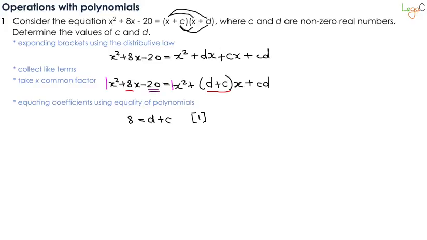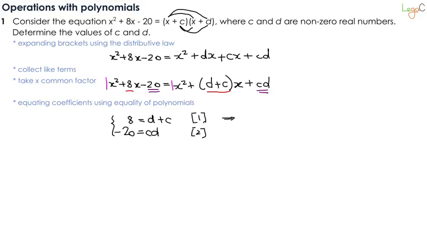Now we are going to look at the constant terms. The constant term on the left-hand side is negative 20. The constant term on the right-hand side is cd, so we can write another equation: negative 20 equals cd. I want you to notice that I took the negative here of the constant term because the negative is part of the term. I have to take it here. This is equation 2. So we have a system of simultaneous equations in c and d.